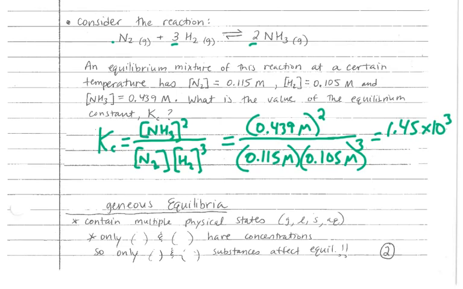Okay, so far we have been working with what are called homogeneous equilibria, in the sense that all of the materials in the equation have been gases. But sometimes we have heterogeneous equilibria, which contain multiple states: gases, liquids, solids, aqueous, and so on. Well, those are all of the options.